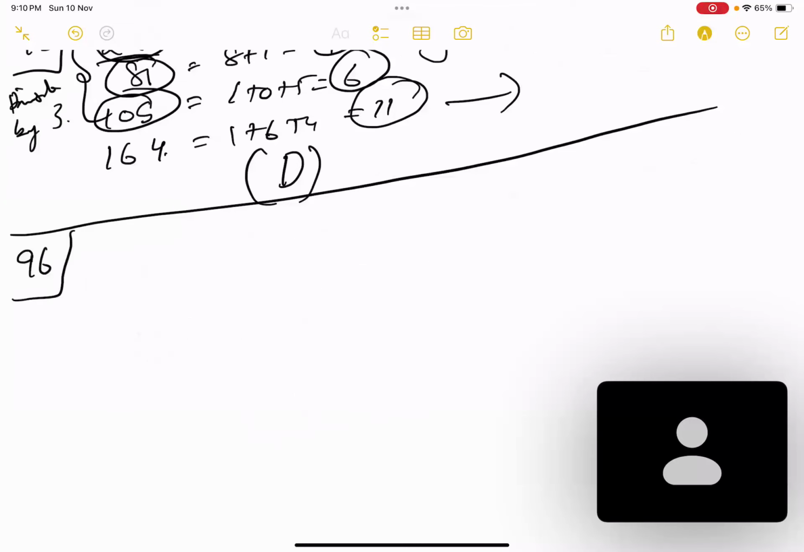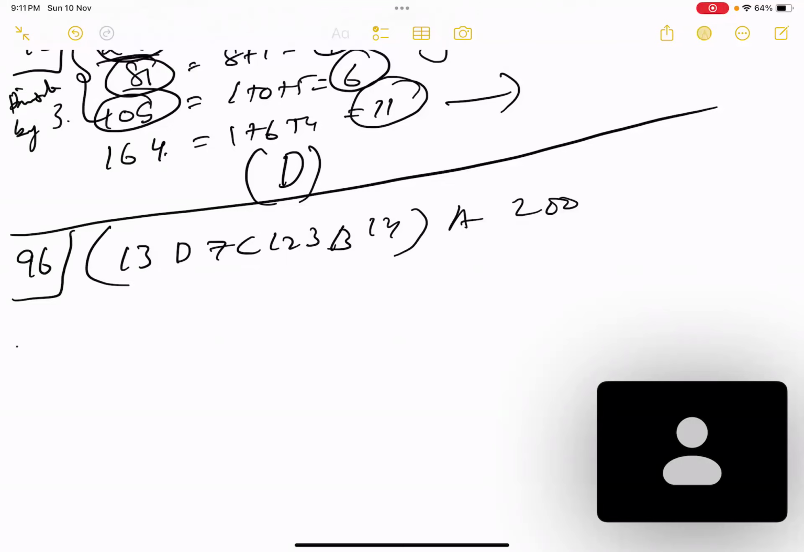Number 96. Number 96, so it's easy. If we just substitute, we replace it with 13 into 7 plus 123 minus 14 divided by 200, we get the answer as C.